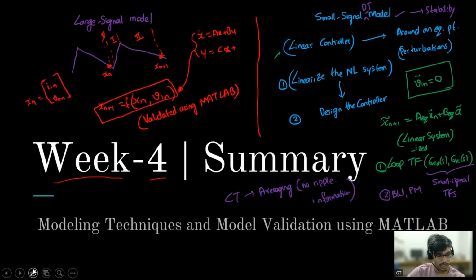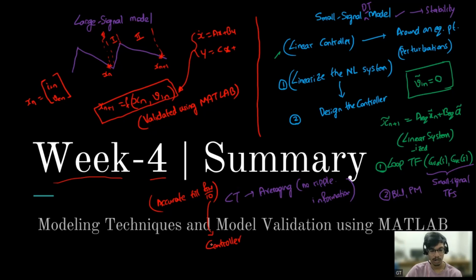So one thing is, this is not accurate. The continuous time model with delay is not exactly accurate, but it is accurate till FSW by 10. And this is the bandwidth we usually consider for the controller, right? So within our controller bandwidth, whatever we are planning to design for, the continuous time model with delay is valid. We use this for controller design, but it will not work for stability. For stability, we have to go with the small signal DT model. So that's why we are deriving the small signal DT model.